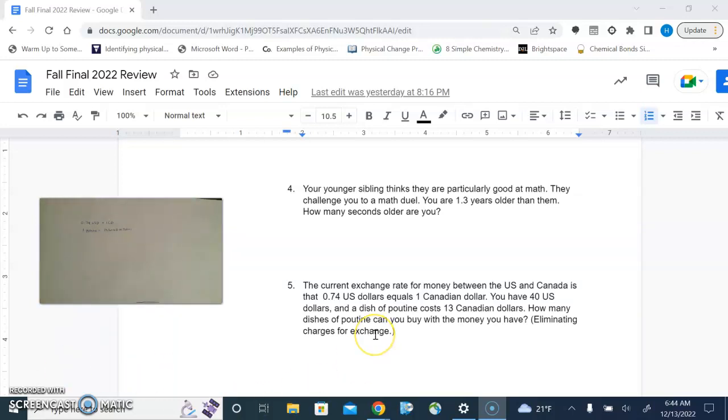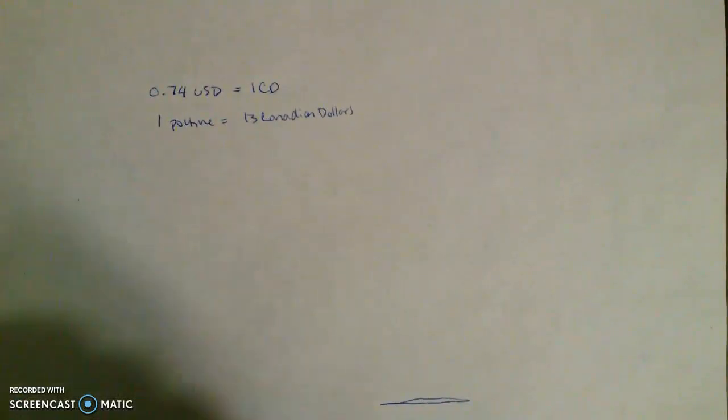How many dishes? So we're getting to the question part now, right? So we're reminding ourselves, first thing we do, write down this conversion factor. Second thing you do, go to the question and try and figure out where you're starting and where you're going to. So if we read the question, how many dishes of poutine can you buy with the money you have? Okay, well, what money do I have? I have 40 US dollars. And I'm trying to figure out how many dishes of poutine I can get. So starting with $40 and going from there.